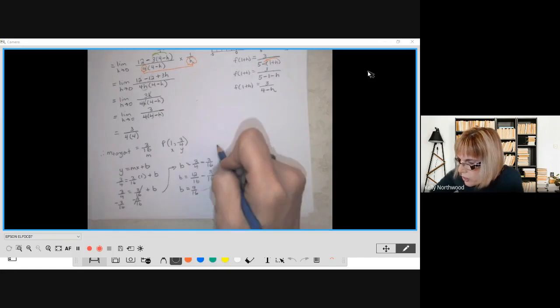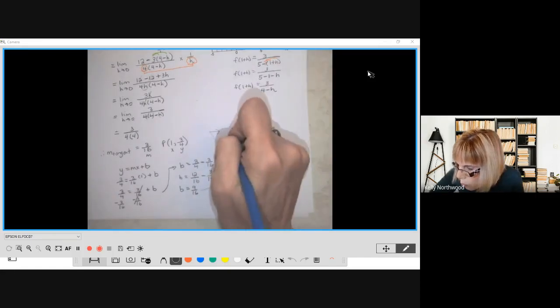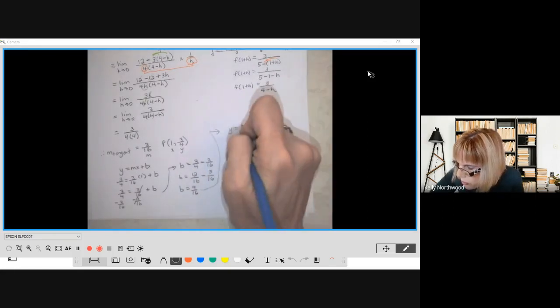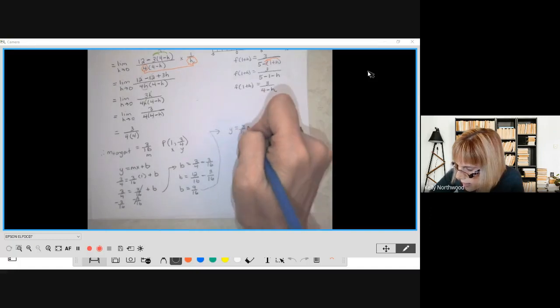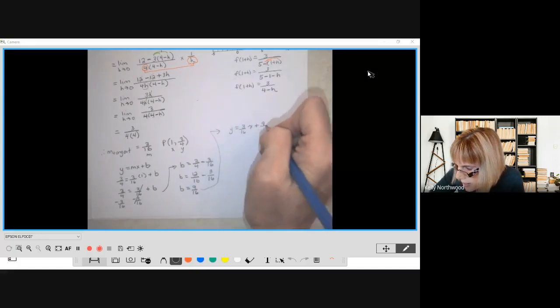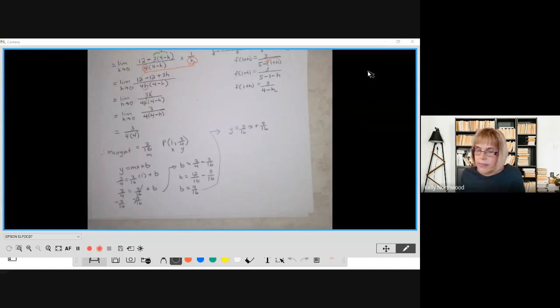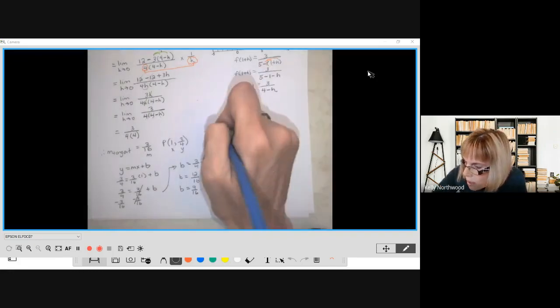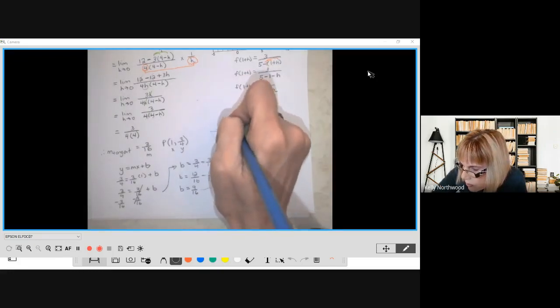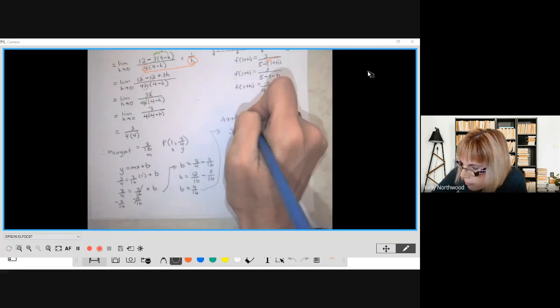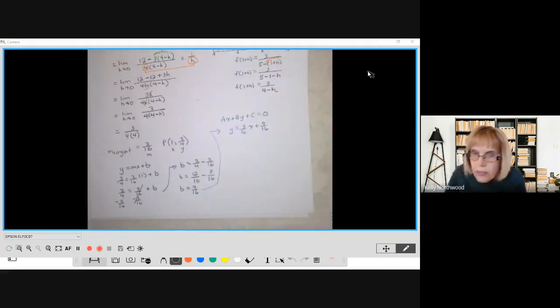So that leads us to knowing that y equals 3/16 x plus 9/16 is the equation of our tangent line. Okay, y equals mx plus b. m is 3/16, b is 9/16. But the question wants us to answer in standard form, which is another form of the equation of a line.